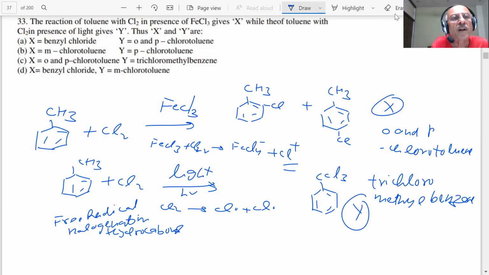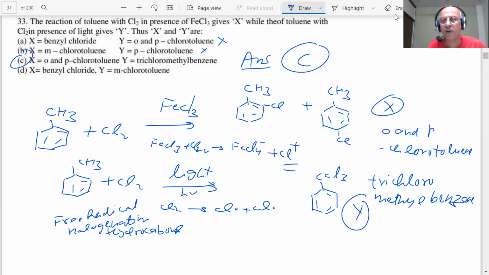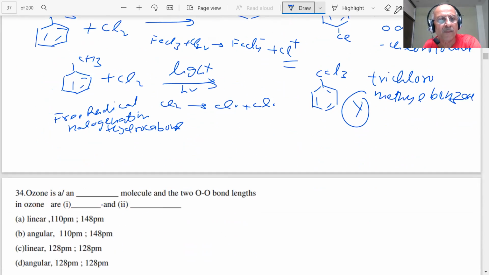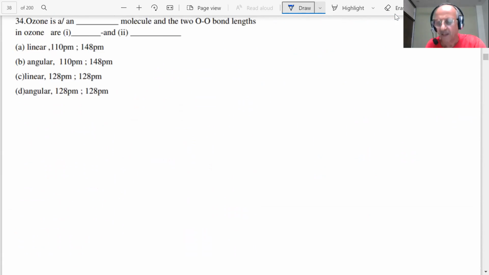Then benzene, no. This one, meta, no. Ortho and parachlorotoluenes and trichloromethylbenzene, this is the correct answer. The correct answer is C, students. We are already given X and Y. Next question is on the screen, students.